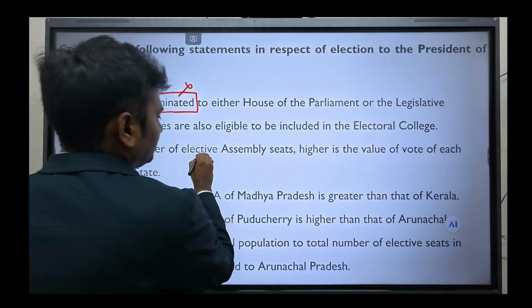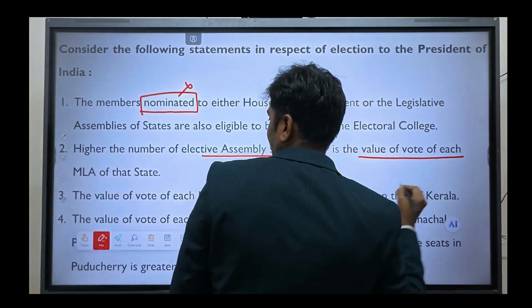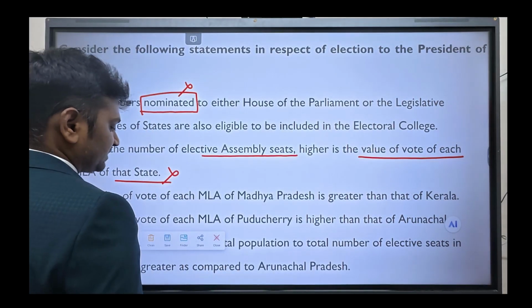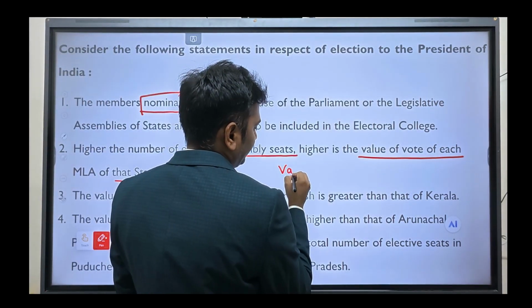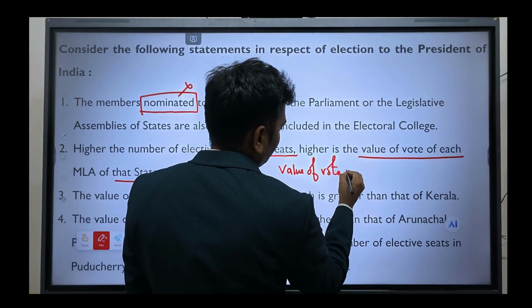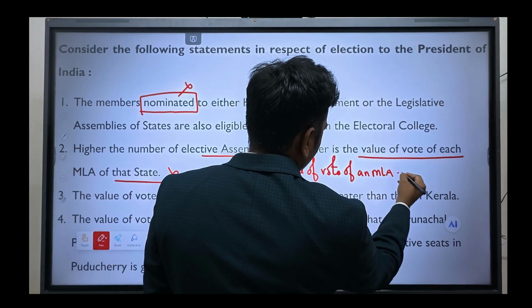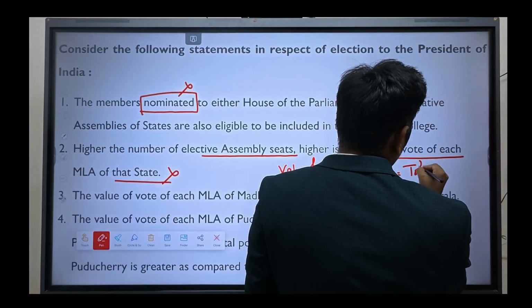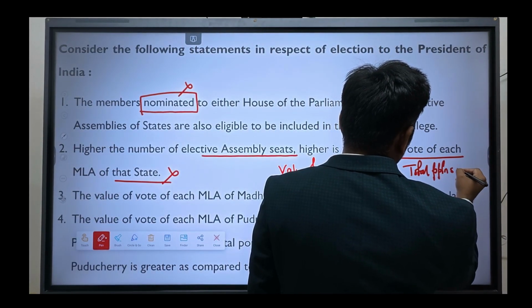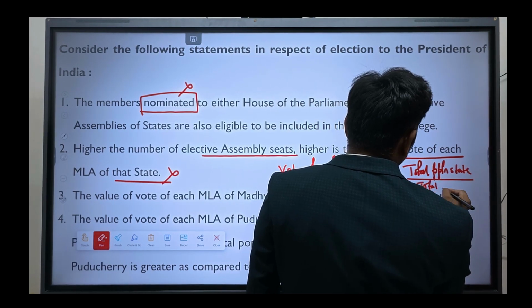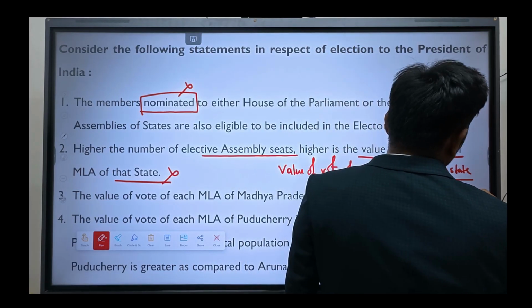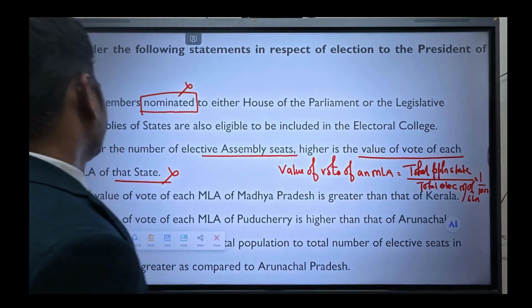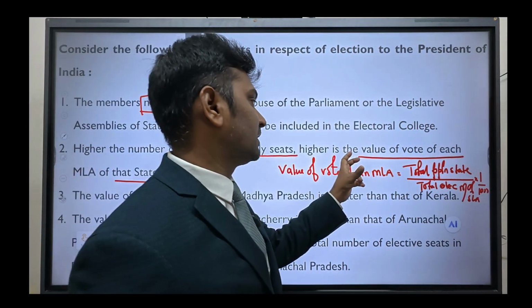Higher the number of elective assembly seats, higher is the value of vote of each MLA of that state. This is wrong. Value of vote of an MLA depends upon the so-called total population of the state divided by total elected members of the state legislative assembly into 1 by 1000. So higher the number of elective assembly seats, higher is the value of vote of each state. This you cannot deduce.